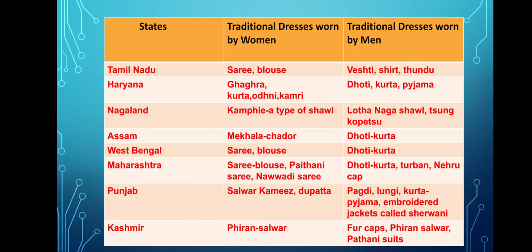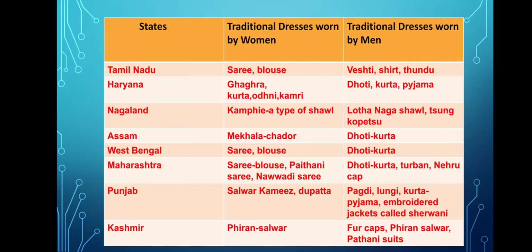First, Tamil Nadu: by women, sari and blouse; by men, vesti, shirt, thundu. Haryana: ghagra, kurta, odhni, kamri; dhoti, kurta, pajama. Nagaland: khampai, a type of shawl, Lotha Naga shawl, tusung kopetsu. Assam: mekla chador; dhoti kurta.